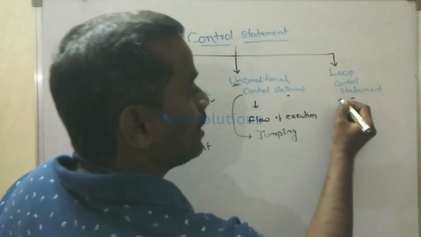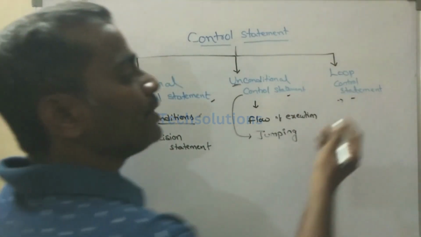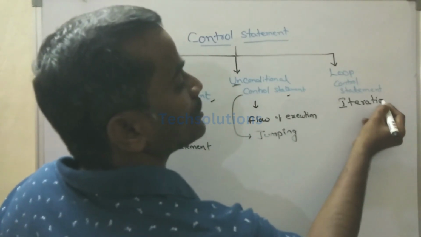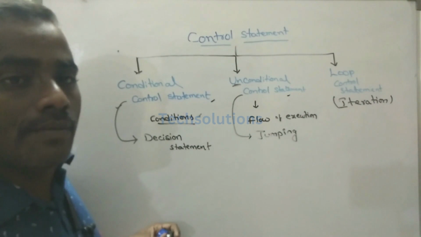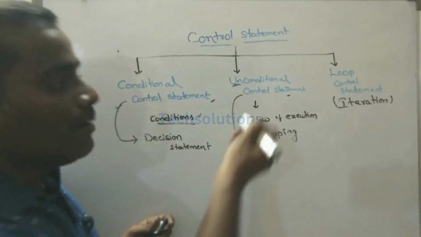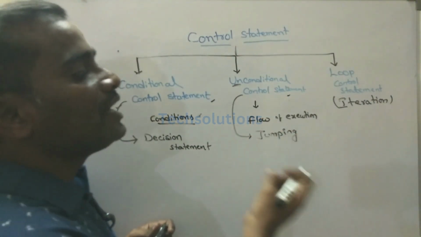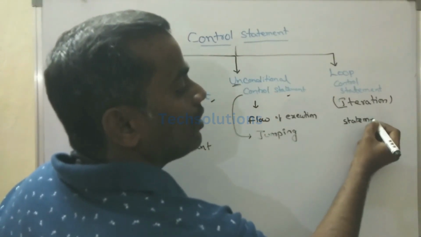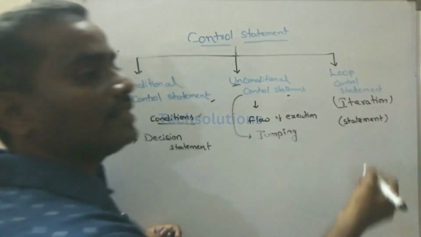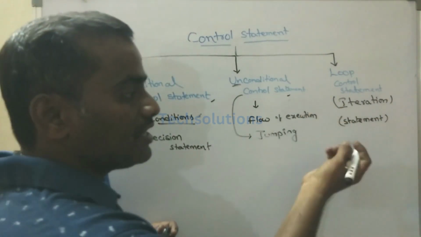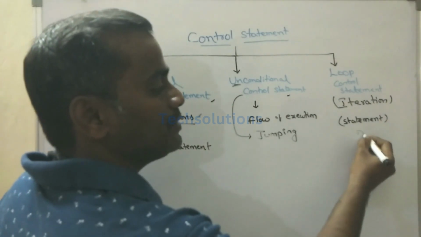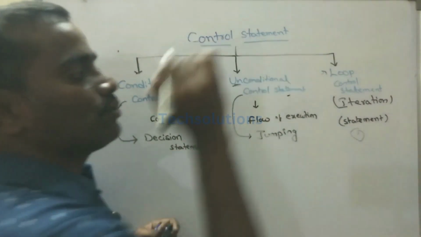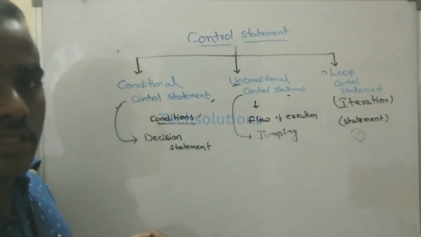And then next one, looping statements. We can also call it iteration. What is the need of loop control statements? By using the loop control statements, we can repeat a particular block of statements for n number of times. That type of statement is called a loop control statement.